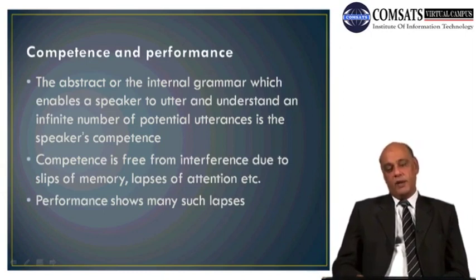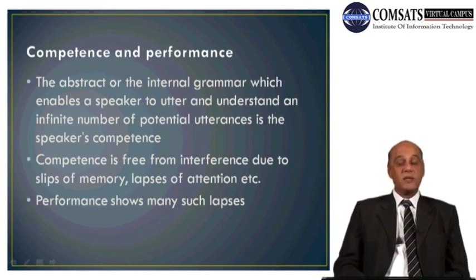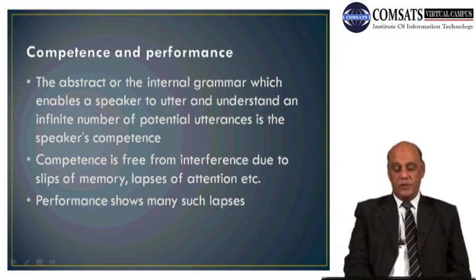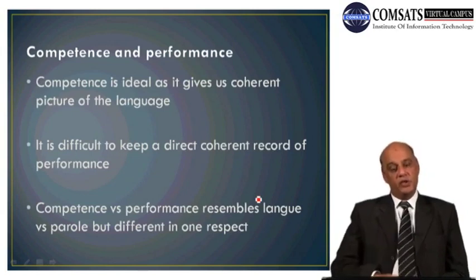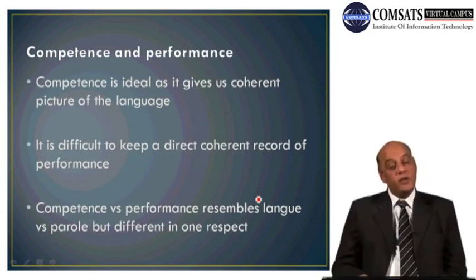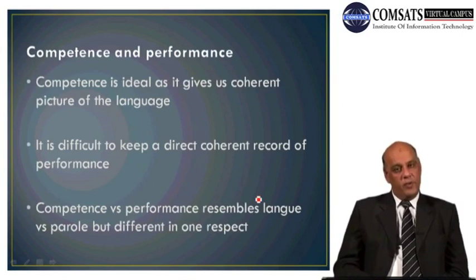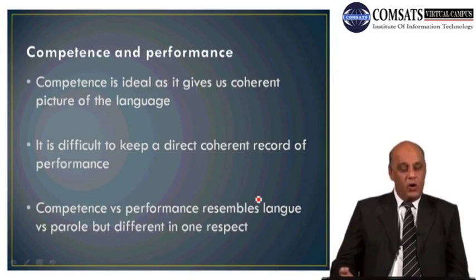A person who is competent to an extent will be competent, and the level of competence doesn't change. Competence is free from interference due to slips of memory. It is free, it doesn't change, whereas performance can change. Competence is ideal as it gives us a coherent picture of the language. We see that it's difficult to keep a direct coherent record of performance, because the record will change.